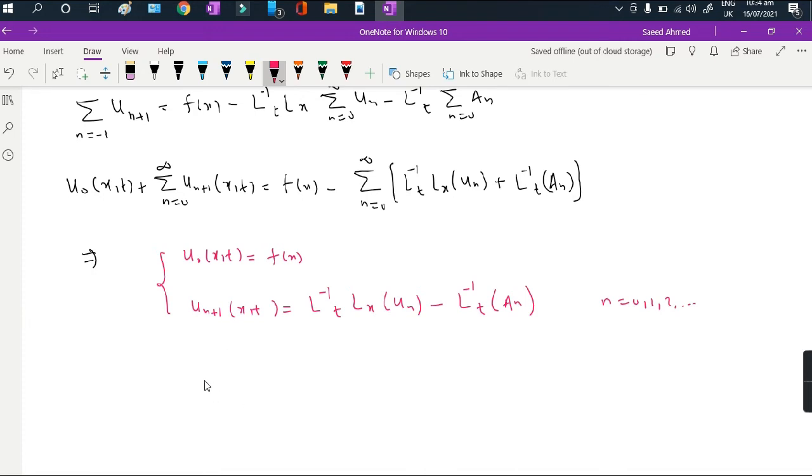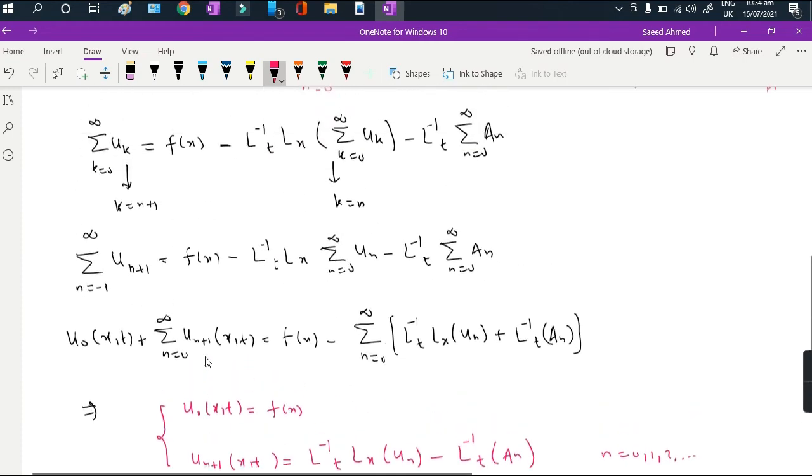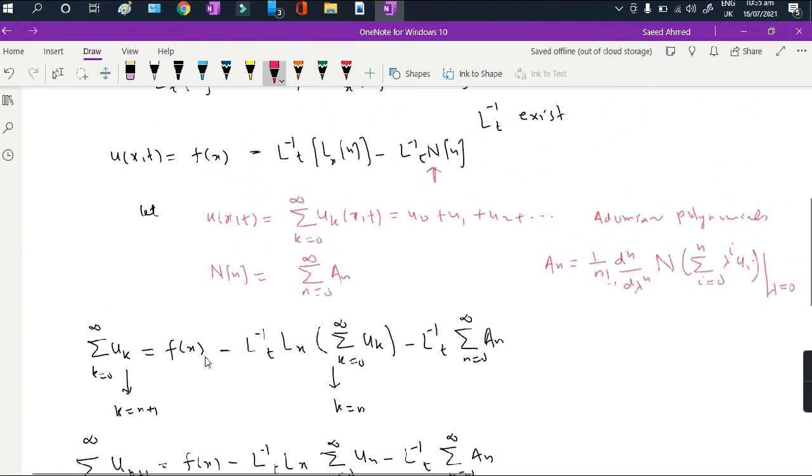Of course, we will not be able to find all those components, we will find a few of them. u_0 is already given, then u_1, u_2 and u_3. Three of them are enough to get a series. Once we have u_0, u_1, u_2 and u_3, we plug them back into our assumed series here.